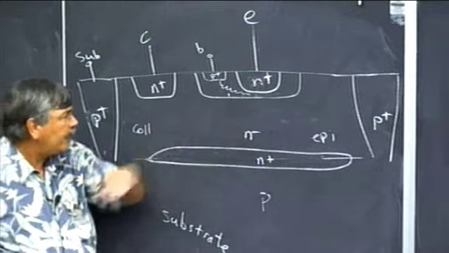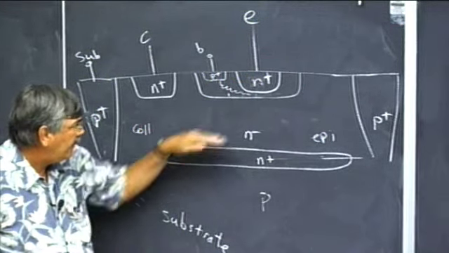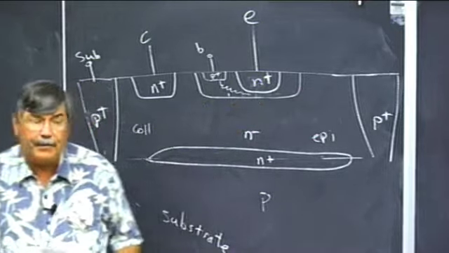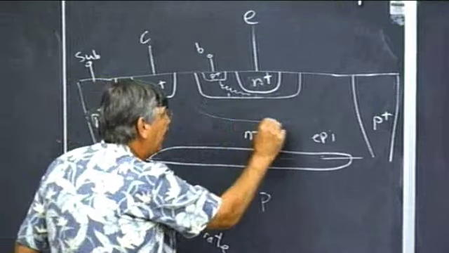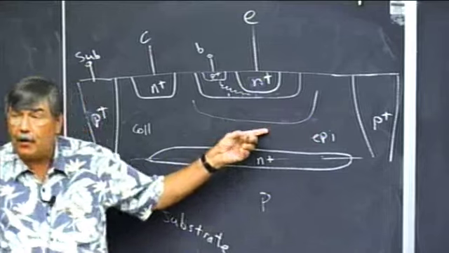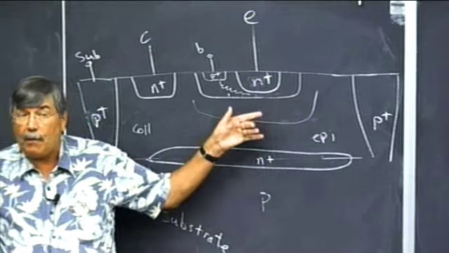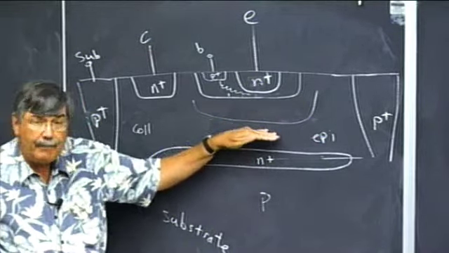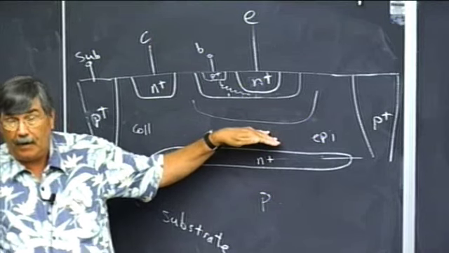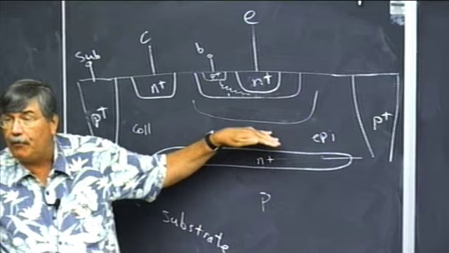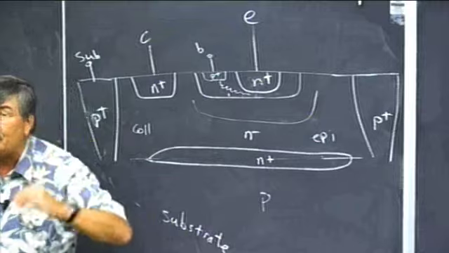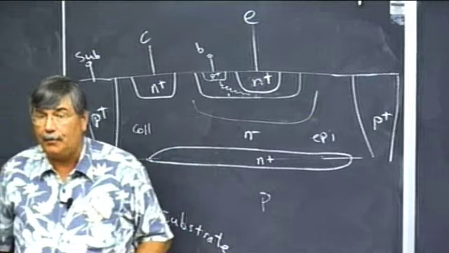We want the collector to be lightly doped. The biggest reason for making the collector lightly doped is that it means that the depletion layer between the base and the collector is fairly wide. This is the less heavily doped side of the junction, and we want to make this lightly doped. That makes it wide. When it's wide, that means it can support a lot of voltage before it reaches the breakdown field. So if we want large collector base breakdown voltage, this needs to be lightly doped.